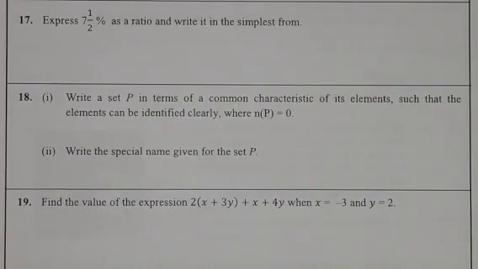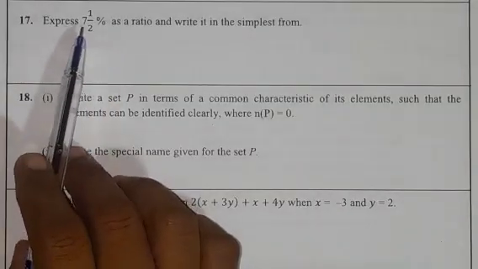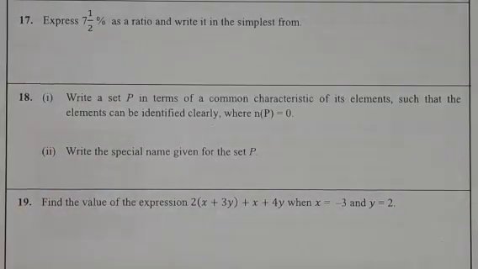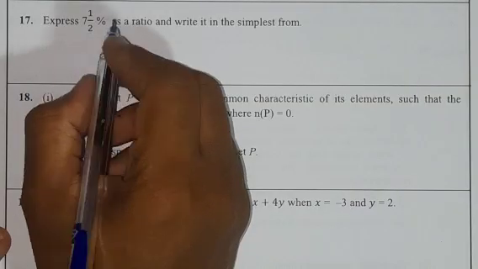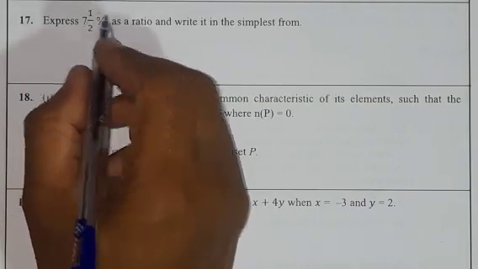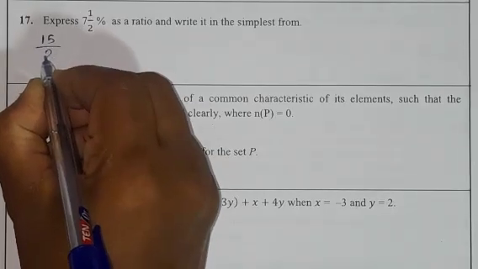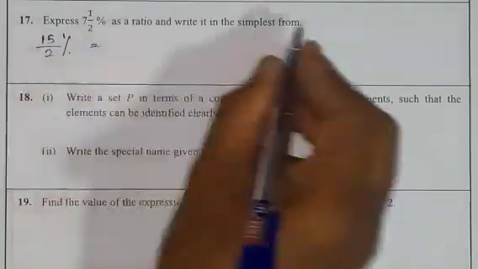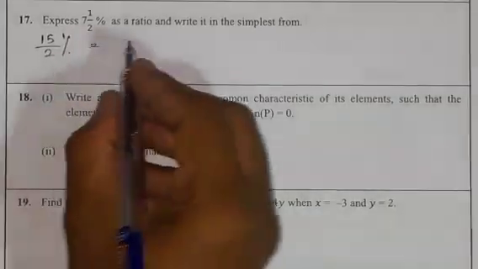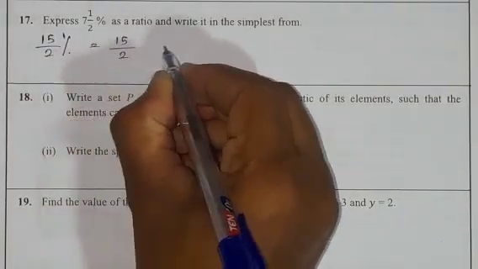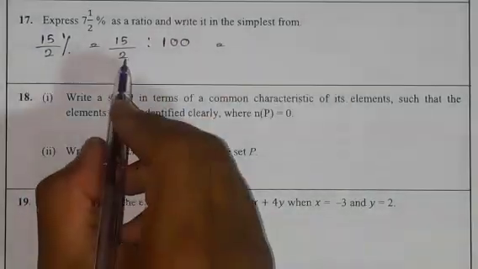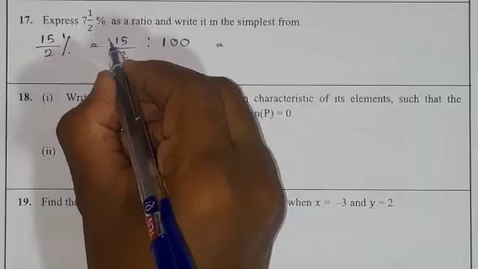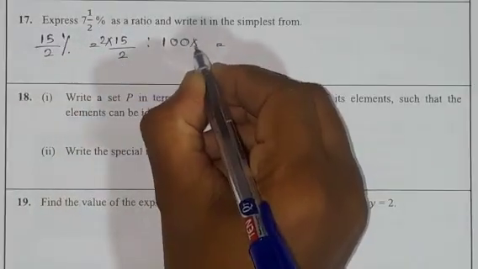Question number 17. Express 7 1 over 2% as a ratio and write it in the simplest form. First we will convert this into an improper fraction. 2 times 7, 14. 14 plus 1 is 15. 15 over 2%. Then let's convert this to a ratio. 15 over 2 to 100. This is the ratio. How to convert this to simplest form? We can multiply both sides by 2 to remove this 2.